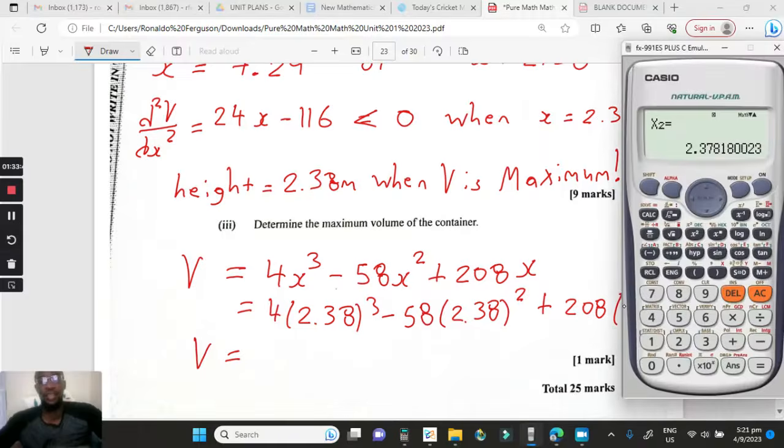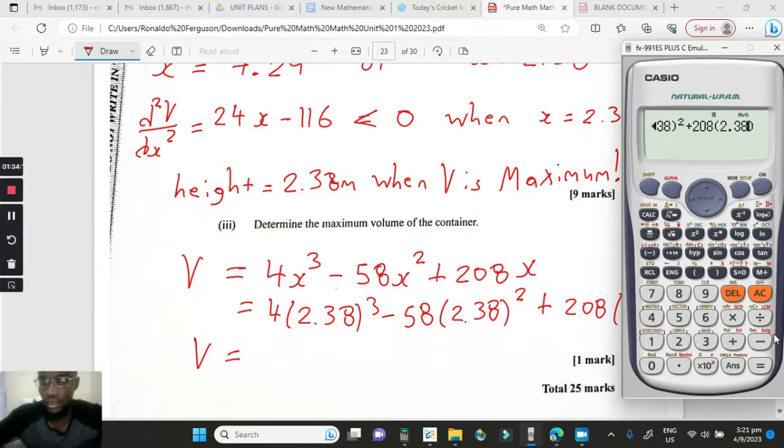I'll put that in our calculator. 4 times 2.38 cubed minus 58 times 2.38 squared plus 208 times 2.38.